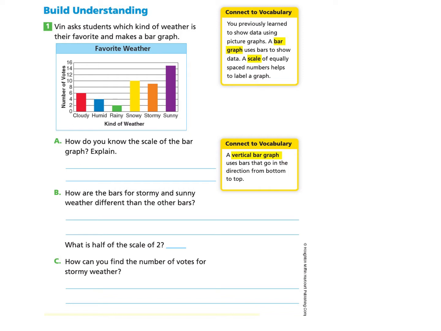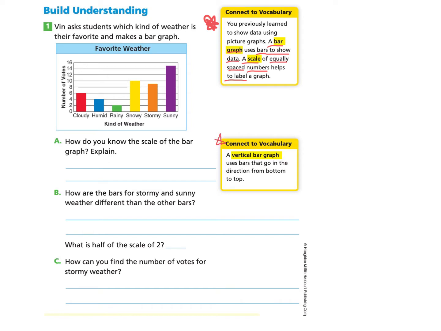Then ask students which kind of weather is their favorite and makes a bar graph. So we're going to take a look at the Connect to Vocabulary right here on top. You previously learned to show data using picture graphs. A bar graph uses bars to show data. A scale of equally spaced numbers helps to label a graph.